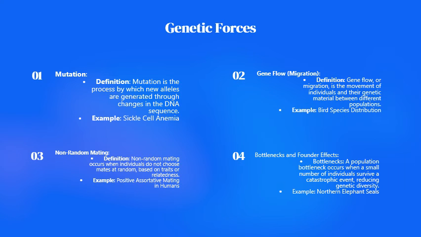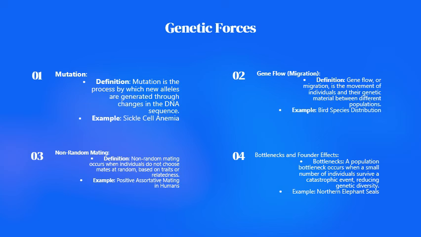So let's continue with genetic forces. An example of mutation as a genetic force can be seen in sickle cell anemia. Sickle cell anemia is caused by a mutation in the HBB gene, leading to the production of abnormal hemoglobin. In regions with a high prevalence of malaria, individuals who carry one copy of the sickle cell allele have a survival advantage against malaria. As a result, the frequency of the sickle cell allele is higher in malaria-endemic areas.